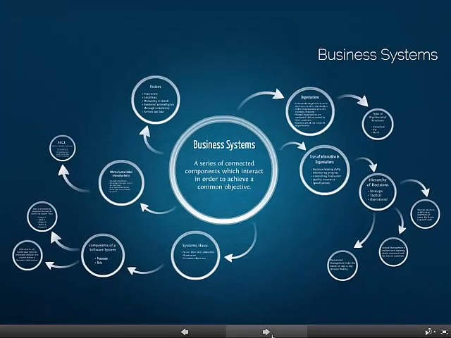So there we have it. A very, very brief overview of business systems. I suggest you now go and reread the appropriate chapter inside the textbook.